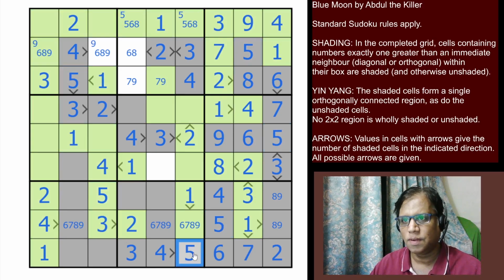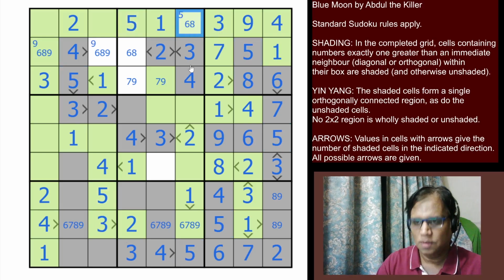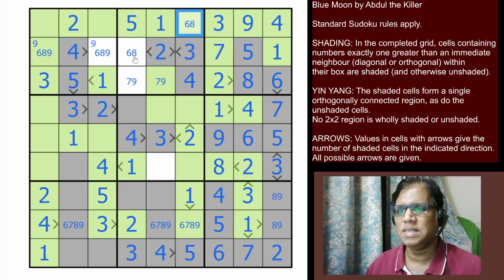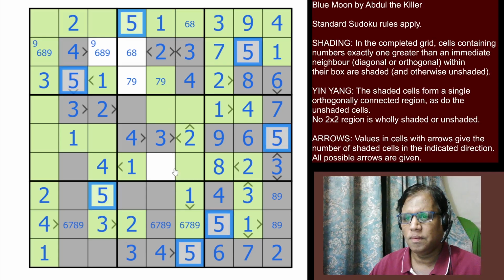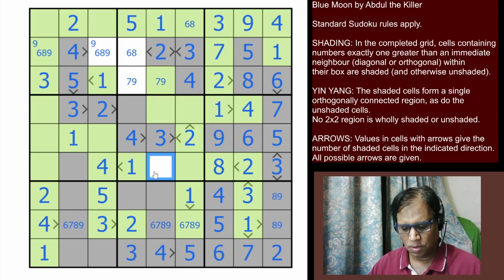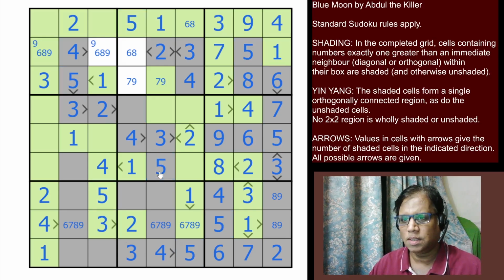Okay, so that's 5. So 5 with a question mark, you can say that's not 5. That's 5, 5, 6, 8. That 6 could be dark, that 6 could be light. 5 is one of these, right? Here or here. But how can it be here? It's near to 4. So 5 must be here and that must be dark.